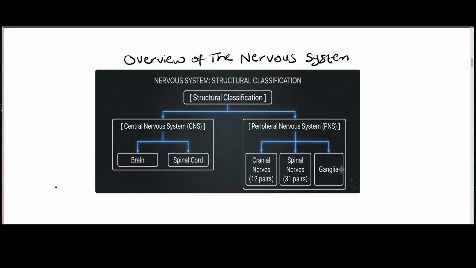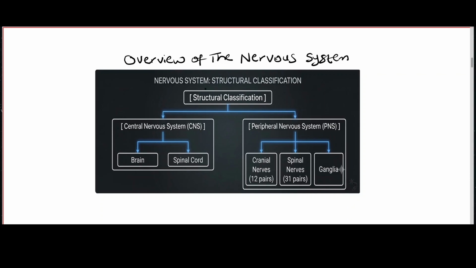Now the nervous system is the body's communication and control network. Basically it receives information, processes the information, and produces responses. So every movement you make, every sensation you feel, every thought you have, and even automatic activities like heartbeat and gland secretion depend on the nervous system.